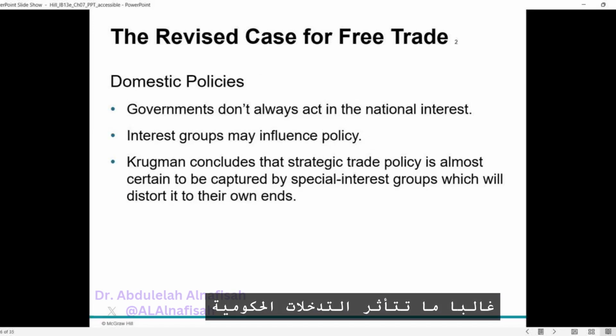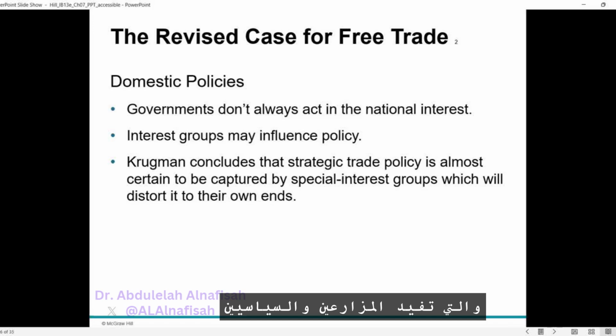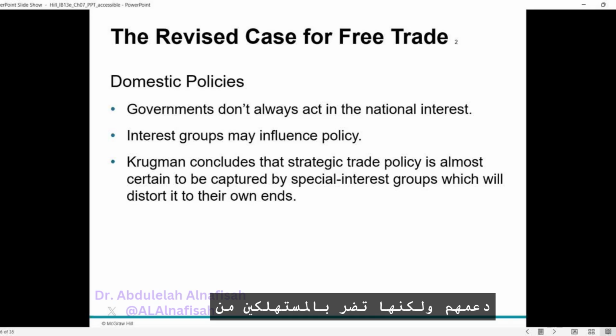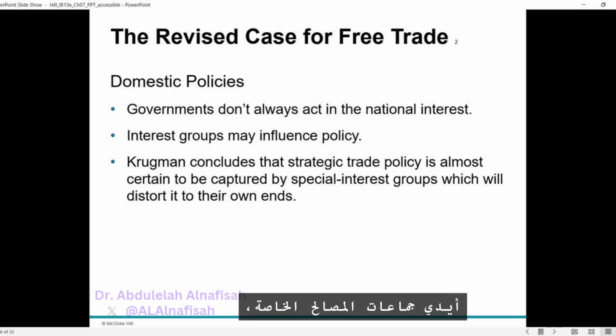Government interventions in the economy are often influenced by politically powerful interest groups rather than national interest. An example is the European Union's Common Agricultural Policy, CAP, which benefits inefficient farmers and politicians relying on their support, but harms EU consumers by raising food prices. Paul Krugman argues that strategic trade policies are vulnerable to capture by special interest groups, which could distort the policies to serve their own interests.